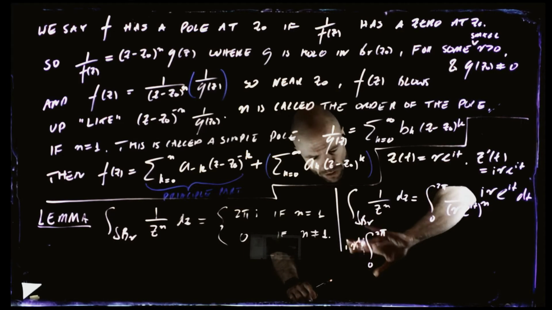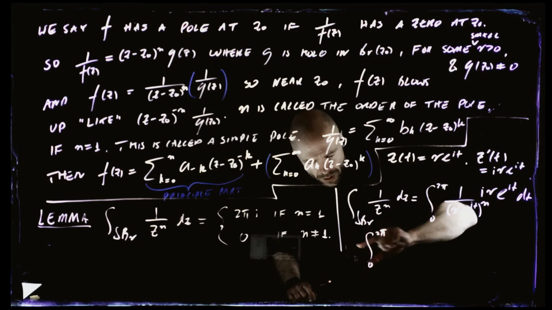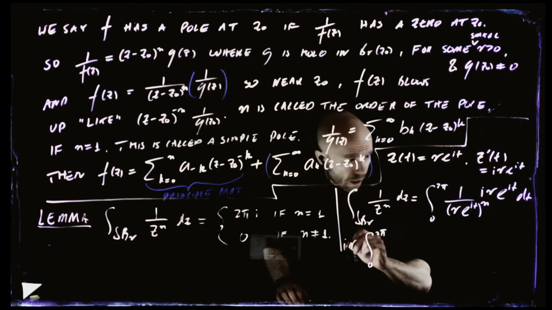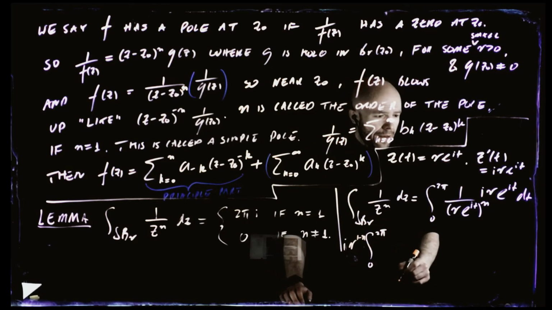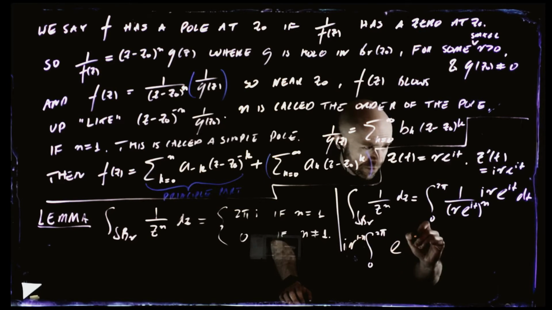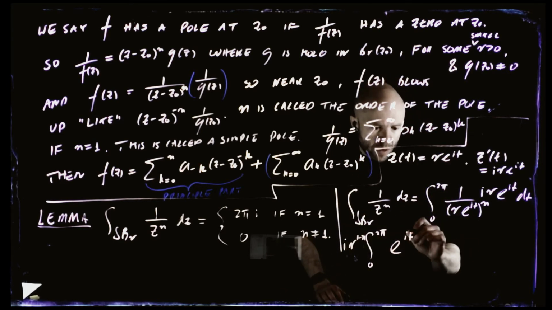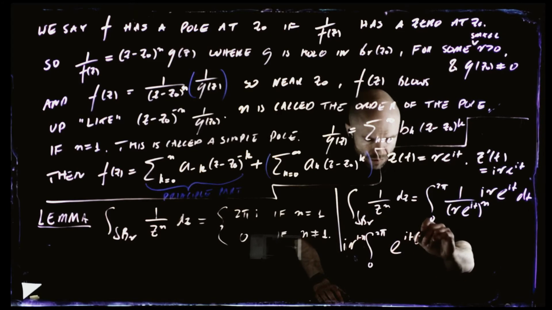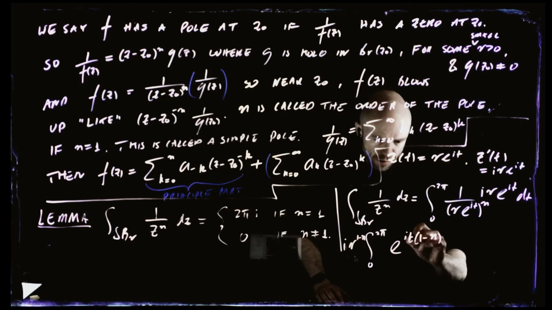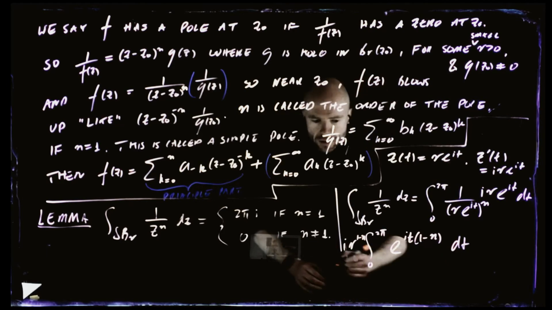So i times r to the 1 minus n. And then what do we have? Then we have just e to the it to the power of 1 minus n, so e to the i t times (1 minus n) like this, dt. This is what we have. Everybody happy? Yeah? Let's continue it down here.